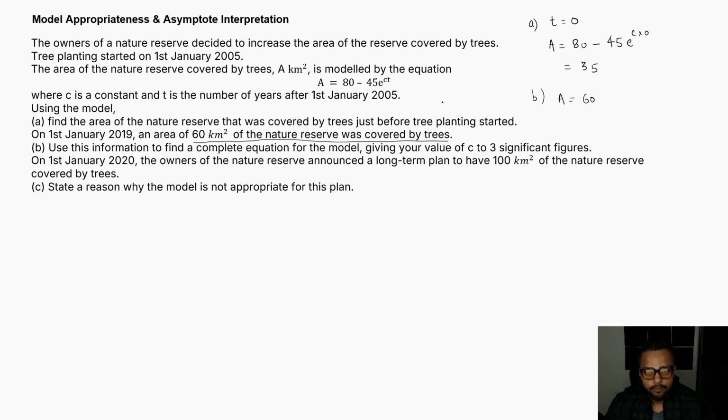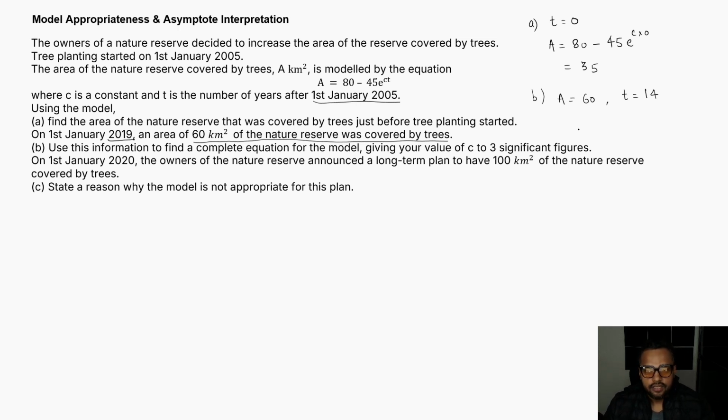So we'll plug in the value on 1st January 2019, and the time was started from 1st Jan 2005. So the number of years passed will be 14. So we can say that t will be equal to 14. The time duration between these 2 years is 14.